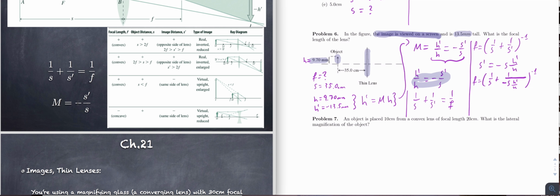And we can now plug in our numbers. So I have 1 over 35, and that'll be in centimeters, plus 1 over minus 35 centimeters, and then here I'll have H prime, which is minus 13.5 over 9.7, and the millimeters cancel.